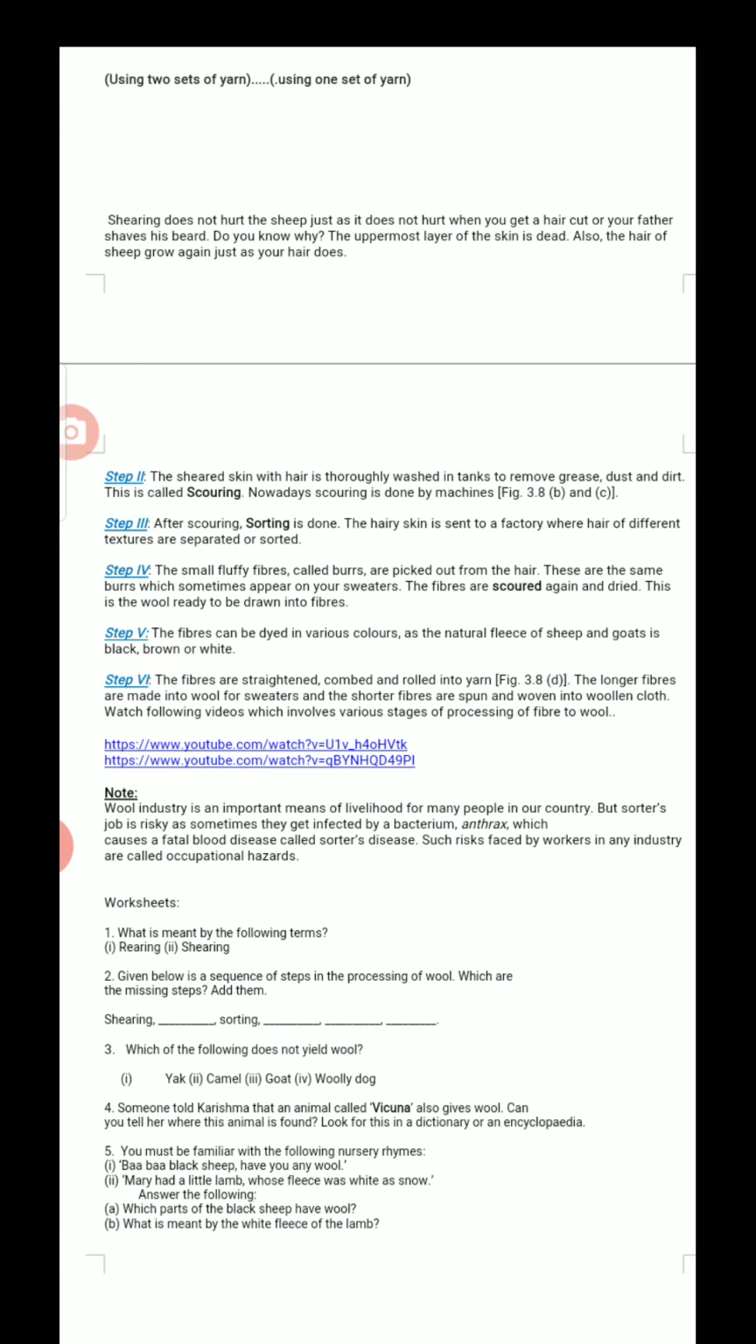This is total processing of fiber to wool, and we should know about this main point, that is, in wool industry generally we use chemicals to clean it, to apply dyes. During that process, even a bacteria also will come out of the skin. The main bacteria coming out of the skin is anthrax, which is a blood related, very fatal disease. So this disease is called Sorters disease. This is a risk for workers who are working in wool industry. So they are said to be occupational hazards. They are very dangerous.